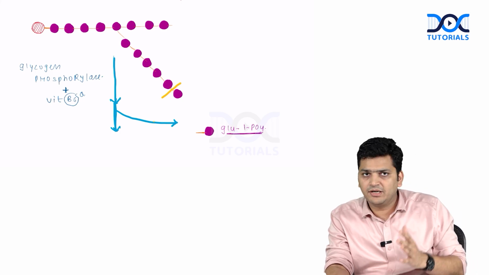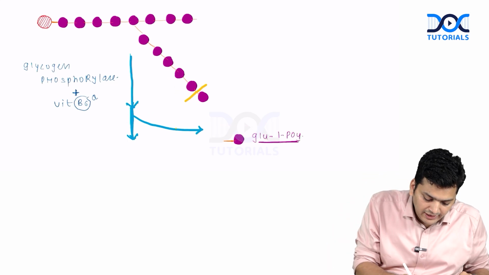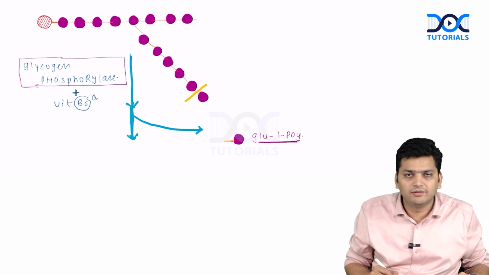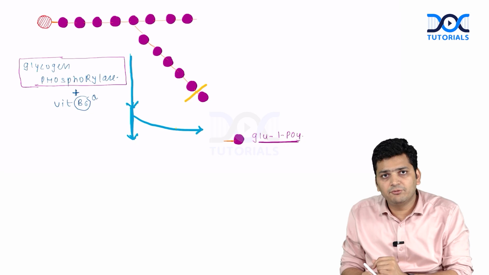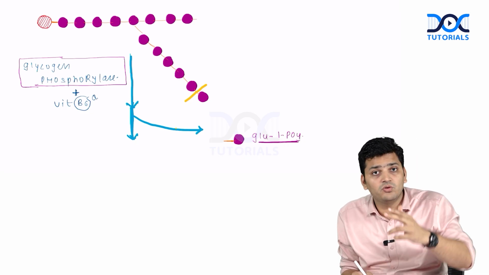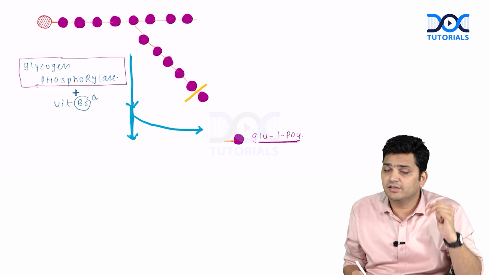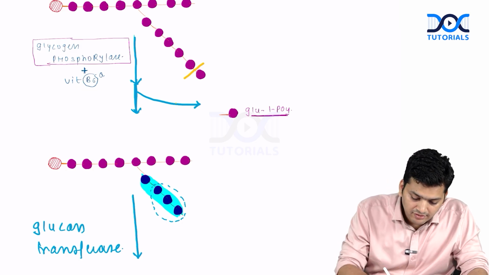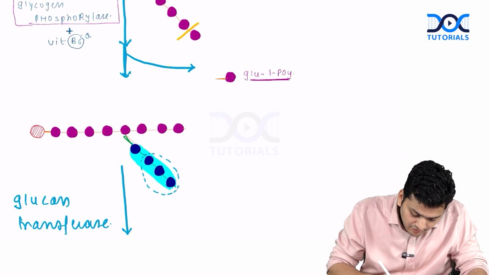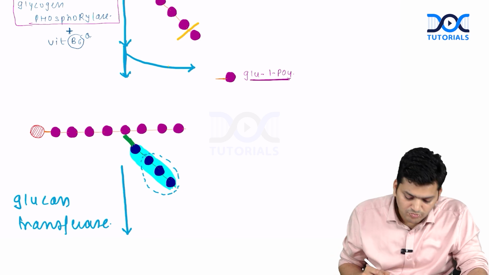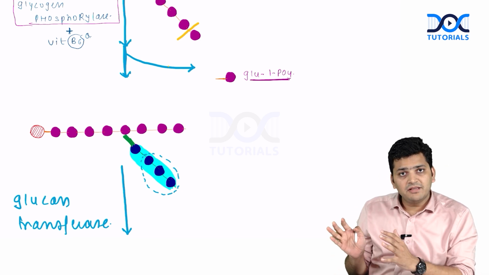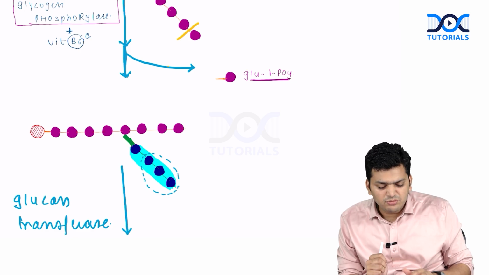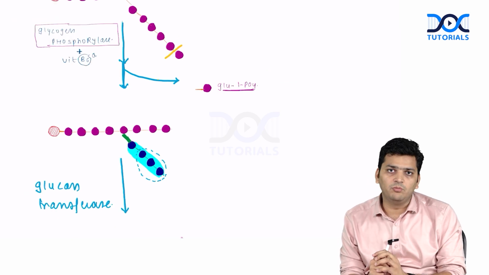I will tell you what is going to happen with this glucose 1-phosphate in a while, but let's do this continuous cutting. So glycogen phosphorylase is the main enzyme that is going to cut the glycogen. It will cut the first glucose from the end, then it will cut the next glucose, then the next glucose. It will continue the cutting till the point where 4 glucose molecules are attached from the branching point. Now the glycogen phosphorylase cannot cut anymore.